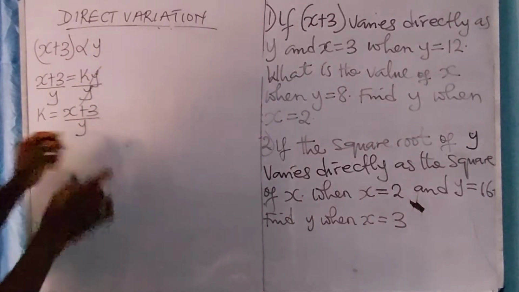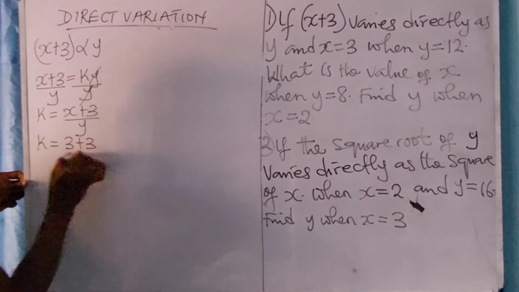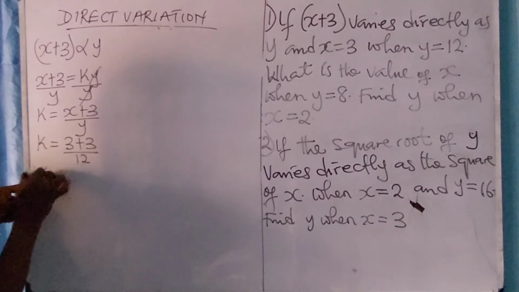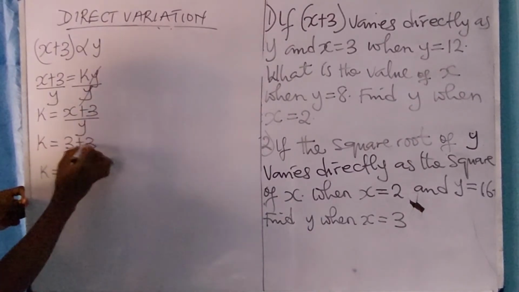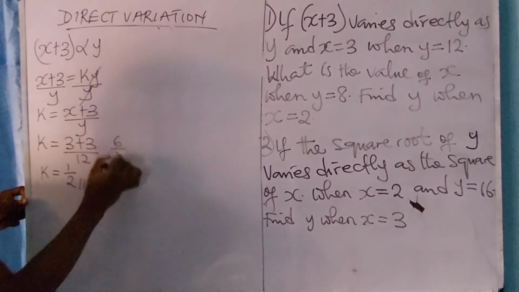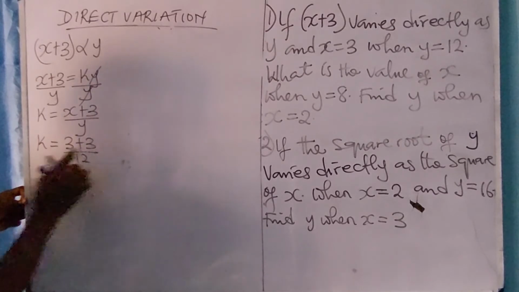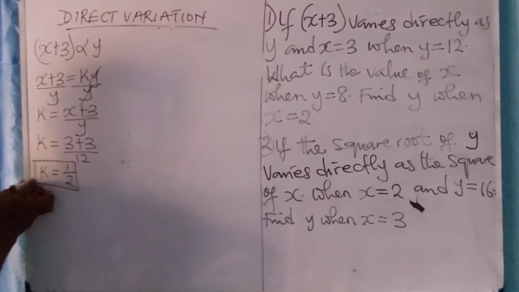So whenever I see x from the question, x is 3, which is to say 3 plus 3 over y, and y is 12, which means that k is equal to 1 over 2. Because 3 plus 3 is 6, 6 over 12, 6 here 1, 6 here 2. So k is 1 over 2.